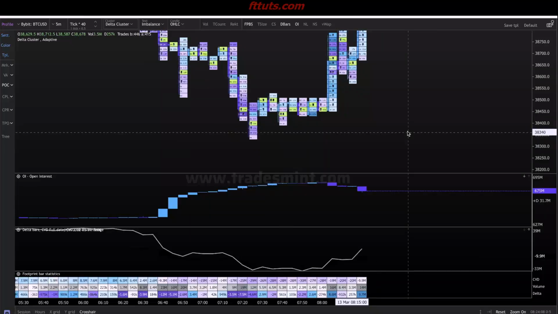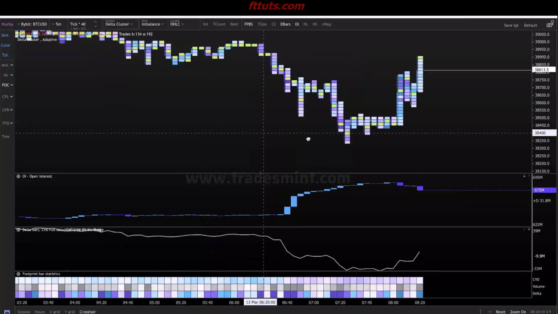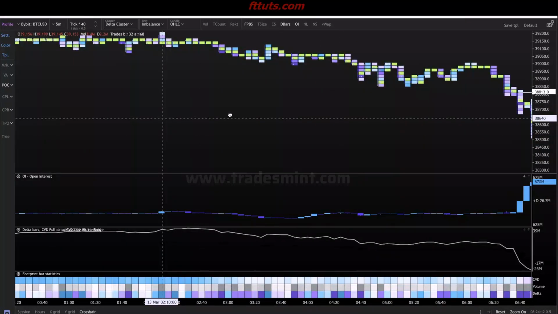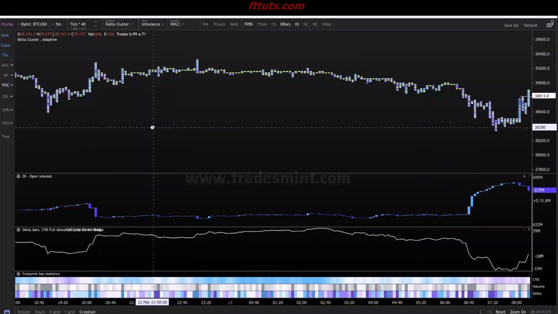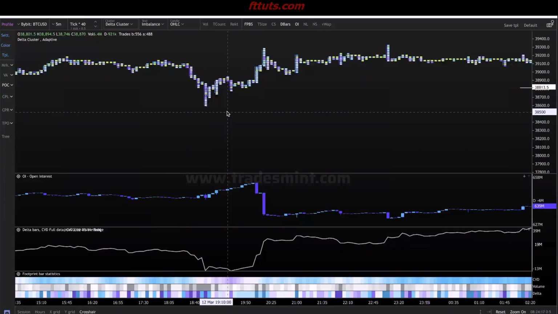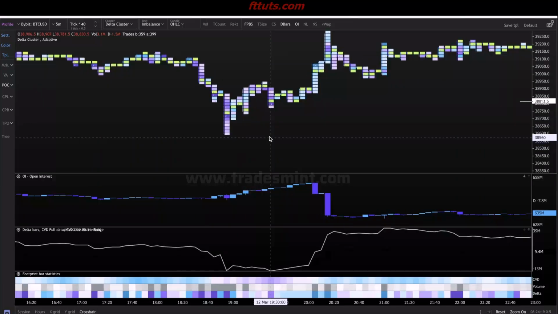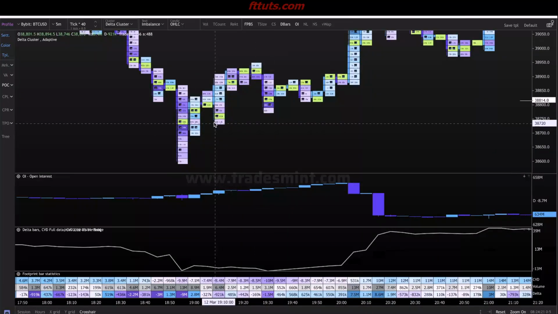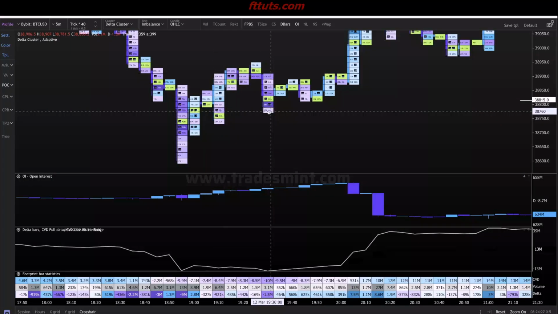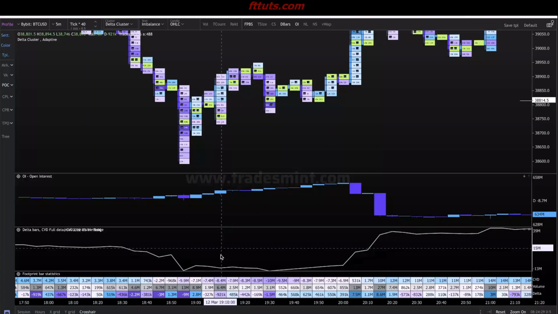Let's see now if we can find some other examples of the absorption. I know we had one last night when we were down at this low here. Yeah, right here as well. We can see that price was making a higher low, from this point right here to this point right here. And we can see that the CVD was getting lower.